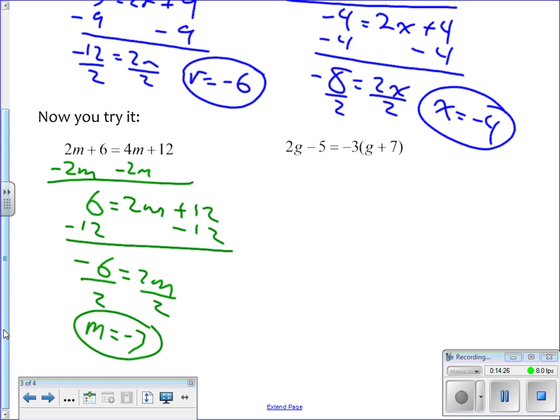The other side, I need to distribute first. 2g minus 5 equals negative 3g minus 3 times 7 is 21. Negative 21. Yeah, there we go. Took me a second. What's smaller, 2 or negative 3? Negative 3. So I want to add 3 to both sides.